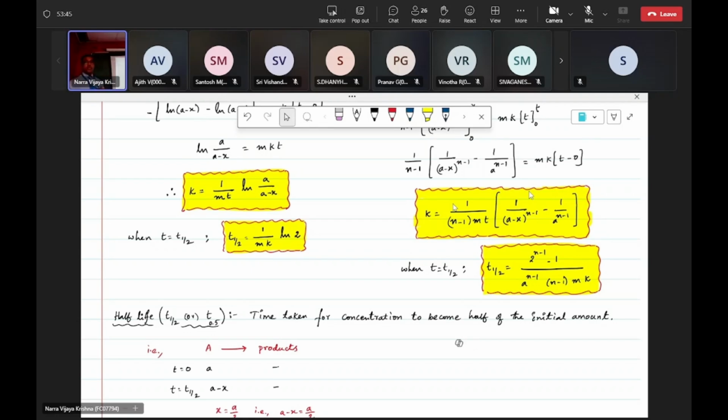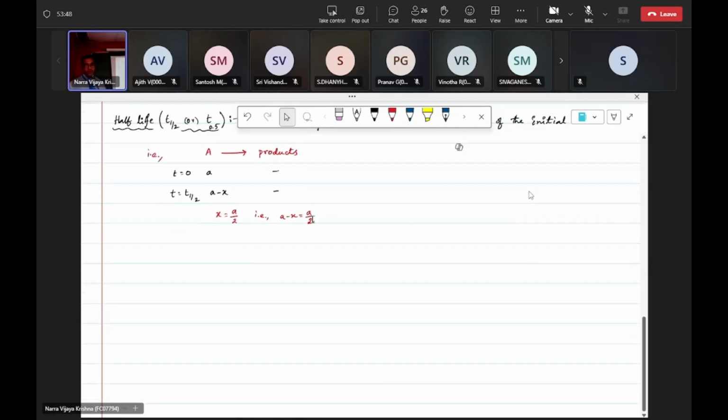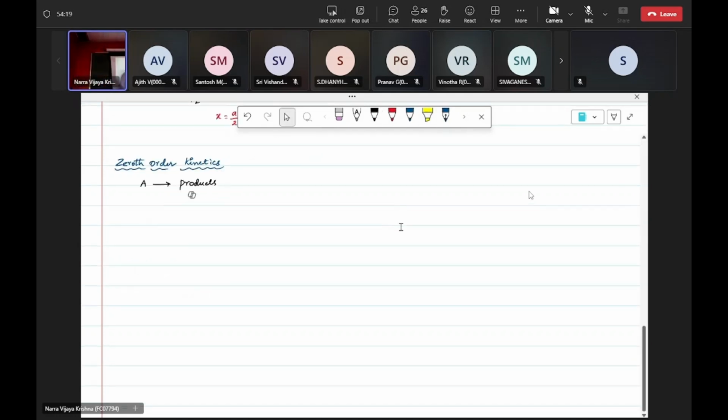Right? Now, for example, I am taking zeroth order kinetics. I am writing one zeroth order reaction. A gives rise to products. Zeroth order reaction. Now tell me, is it elementary reaction or not? If it is elementary reaction, what is molecularity? 1. If it is elementary reaction, what is order? 1. But what heading I have taken?